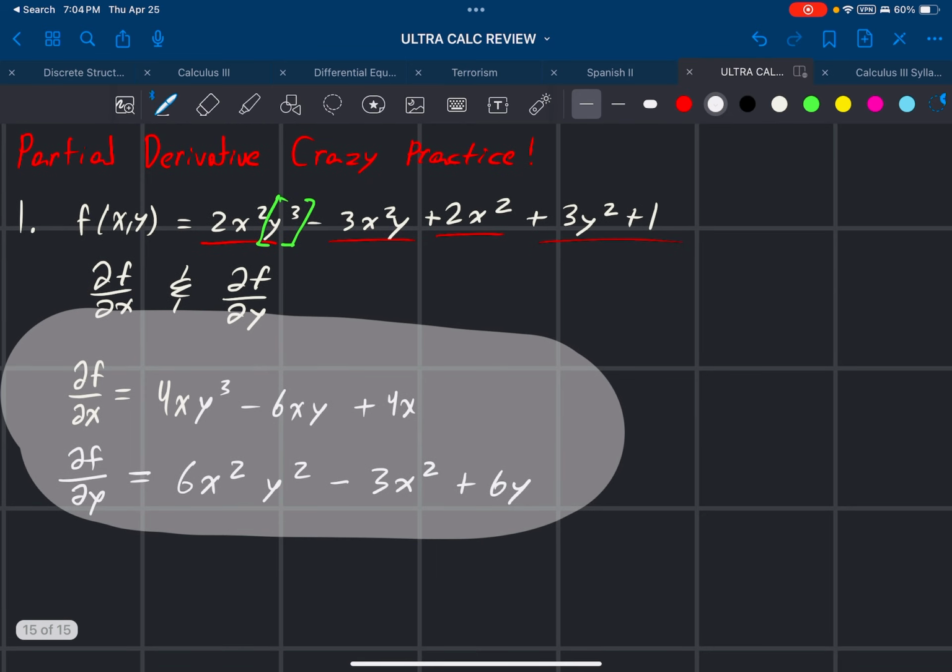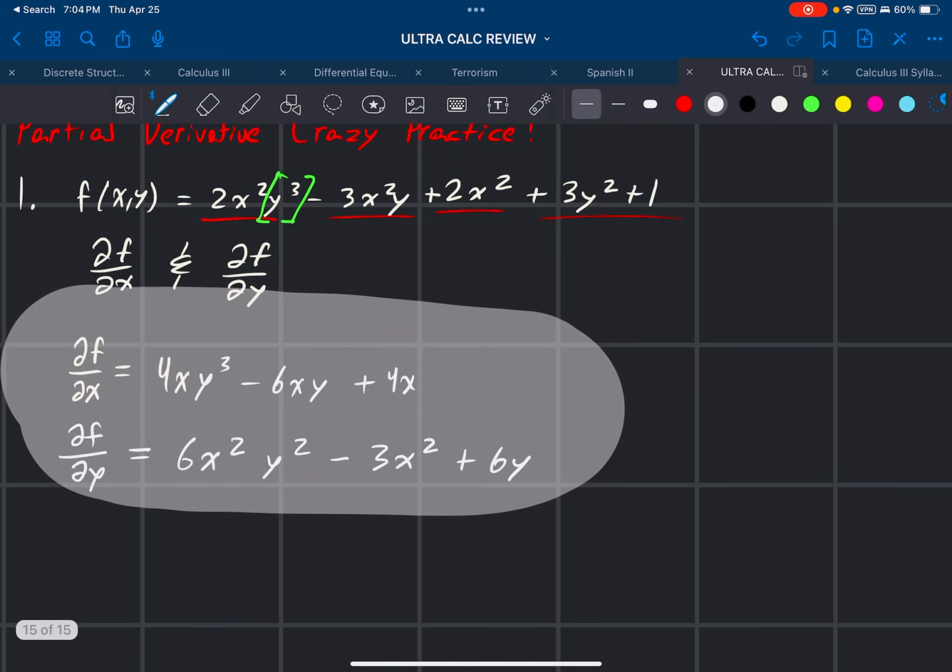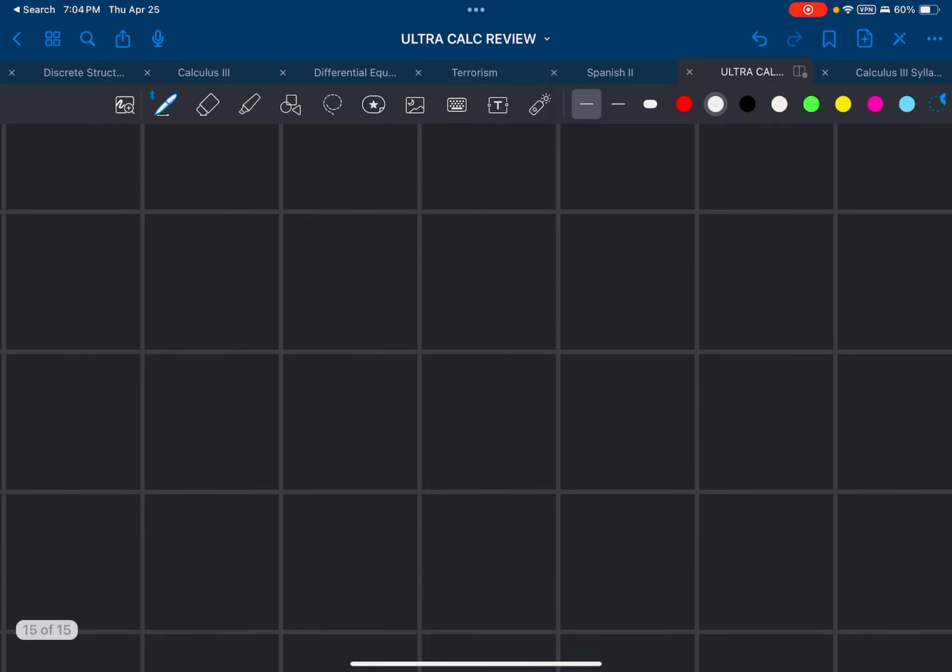So, if you want to practice it again, just go back to the beginning and copy down the problem when it was fresh, I guess. So, off to example number 2. We have another partial derivative.